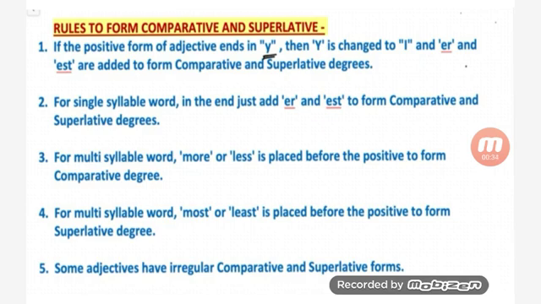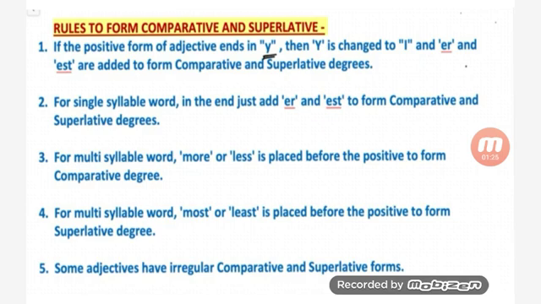Next is for multisyllable words: more or less is placed before the positive to form the comparative degree. It means when the word has two syllables, then we use more or less in the comparative degree. For example, cheerful. The word is cheerful. Can you break this word into two parts? Yes. So we use here more cheerful in the comparative degree. Okay. Next, for multisyllable words, most or least is placed before the positive to form the superlative degree. If you see the word has two syllables, so you use most or least in the superlative degree.